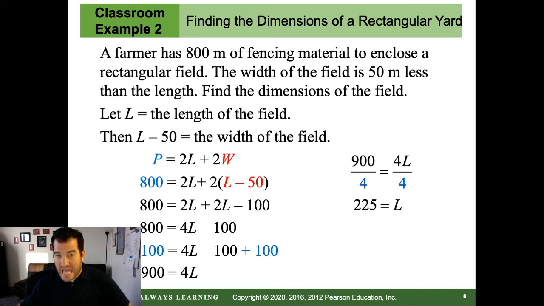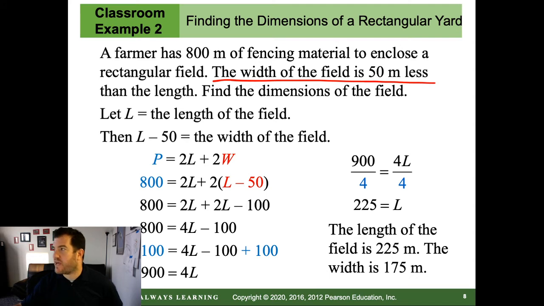Again, that's the length. To find the width, remember the width at this time is 50 meters less. So I think you're going to subtract 50 from that. So you get 175 for your width. So length of 225, width of 175. Okay? So hopefully that makes sense.